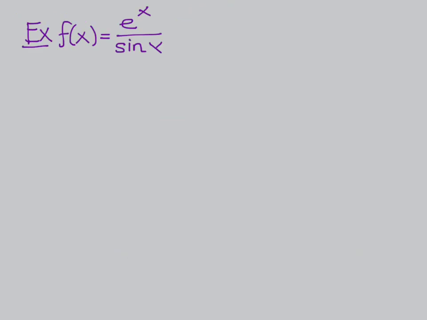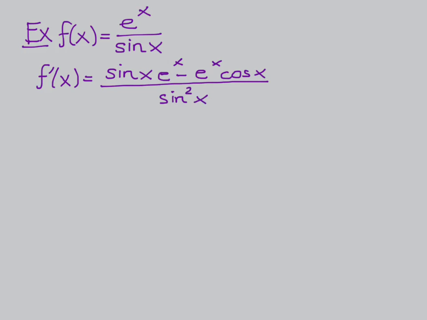Let's do another example. f of x equals e to the x over sine x. So once again, we're going to do low d high, the derivative of the top is e to the x, minus high d low, the derivative of sine is cosine x, square the bottom, sine squared x, and away we go.